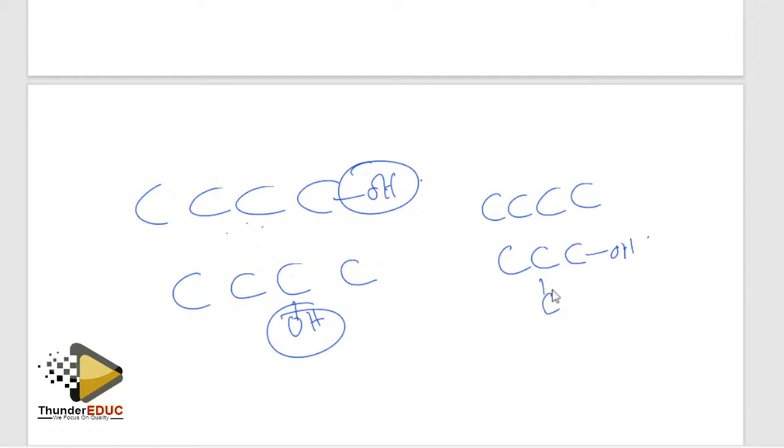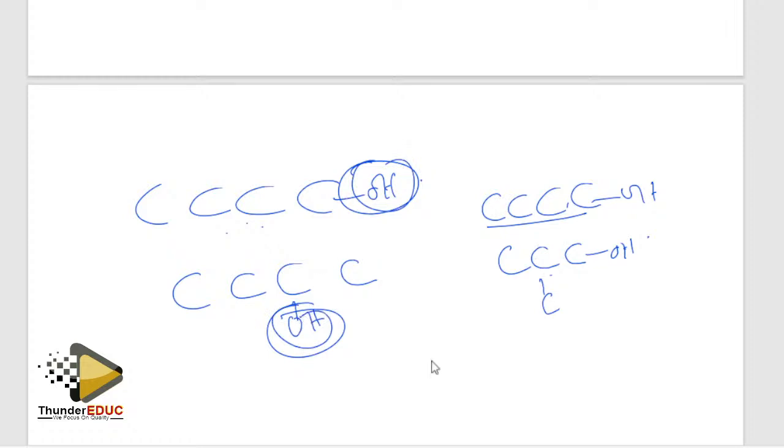So this one, from here to here, is a chain isomer. The functional group is still on carbon atom number 1, but the structure has been changed, so it becomes the chain isomer. While here, the functional group has changed position. Therefore, this one becomes a position isomer.